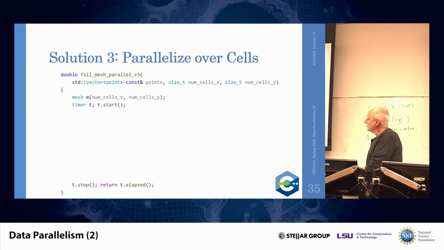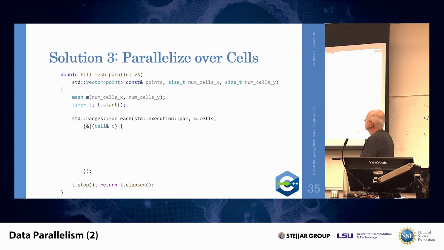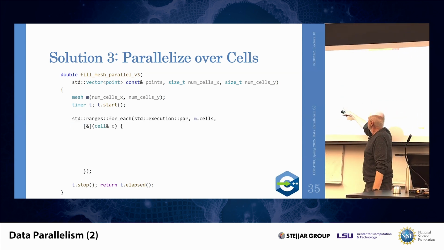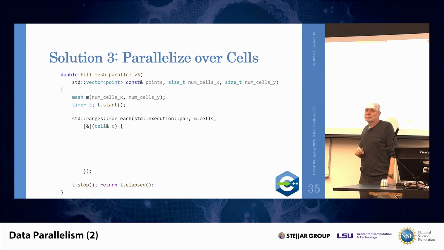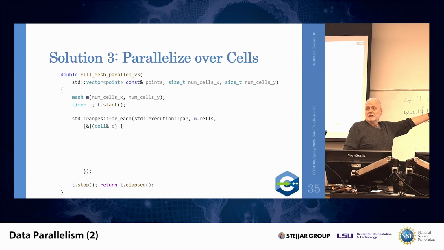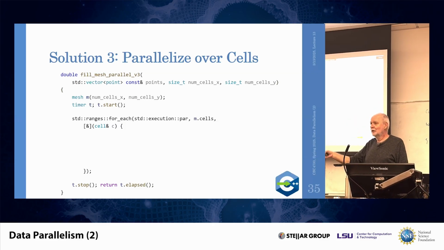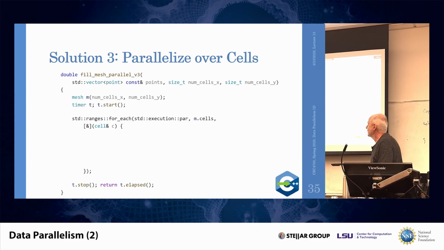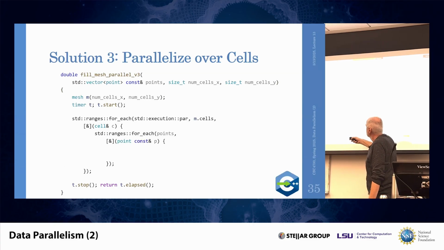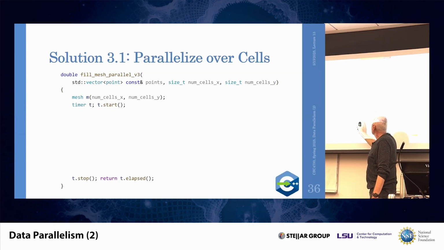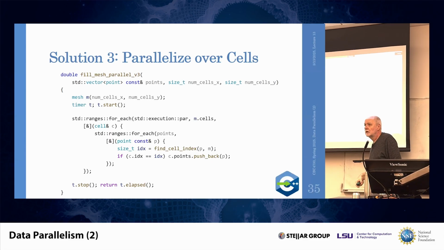We have seen all the constructs we need for that before. This time, the outer loop goes over all the cells and will invoke the body for each of the cells as before. And that happens in parallel. What's inside? Inside is essentially our sequential algorithm. We have to invoke for all the particles. So nothing surprising there. We go over all the points, and for each of the points, we find the cell index, and if the cell index corresponds to the index of the current cell, we push it back into our list of points.